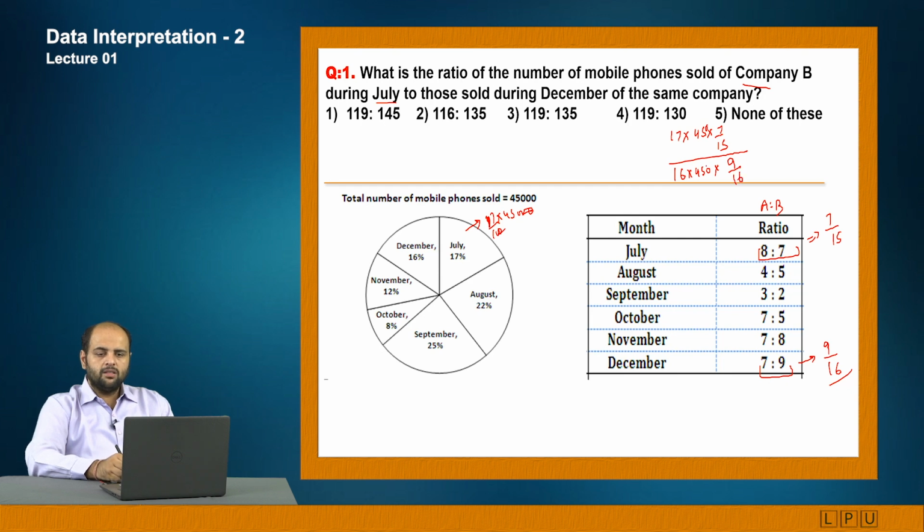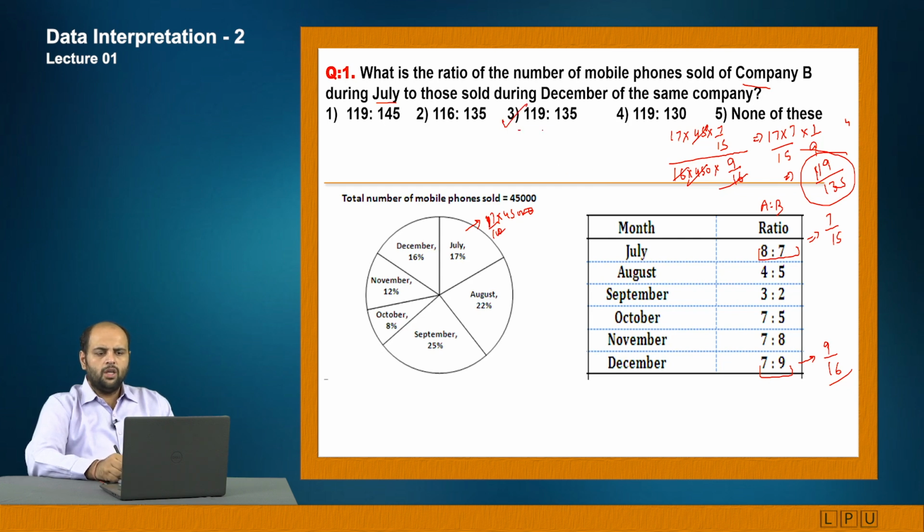The 450 will be cancelled out, and this 16 will be cancelled out. So we are left with 17 into 7 upon 15, and it should be divided by 1 upon 9. Nothing is cancelled out, so just multiply. 7 sevens are 49, and 7 ones are 7, so 119 upon, that will be 90 plus 9, 5 nines are 45, it will be 135. So the ratio will be 119 ratio 135.